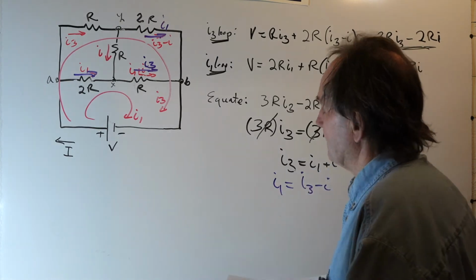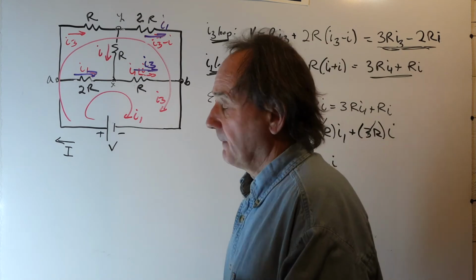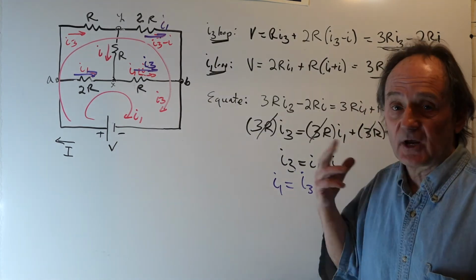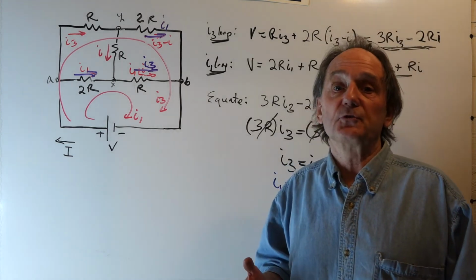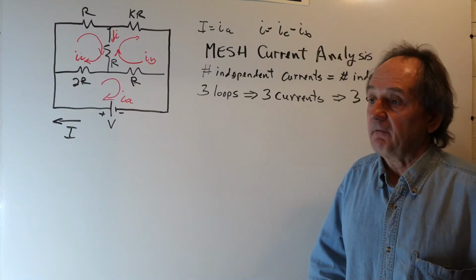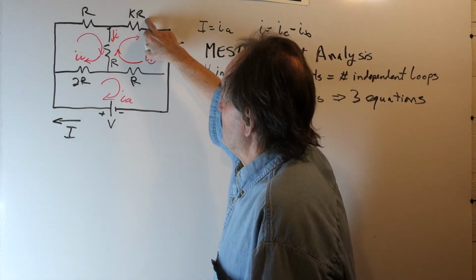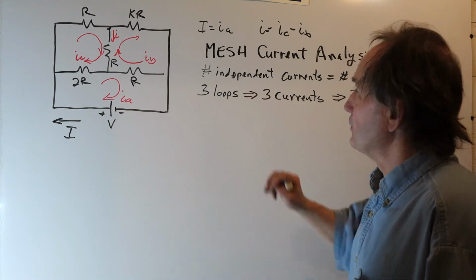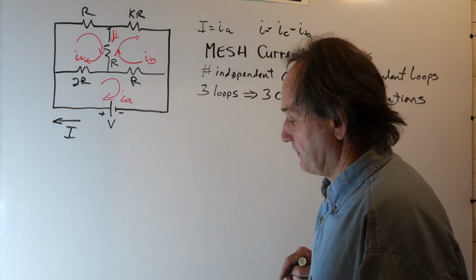Now, one last thing I'm going to touch on is mesh current analysis, and tell you a little bit more about the general mesh current analysis, which Professor Lewin refers to as the brute force method. Here we have the network where the upper right resistor is a general resistance called KR, as I had before. And we're going to use mesh current analysis to solve this network.